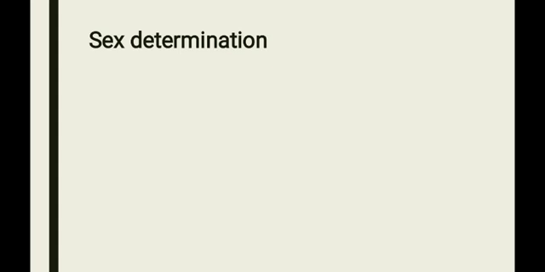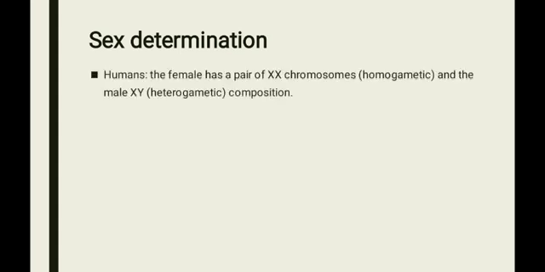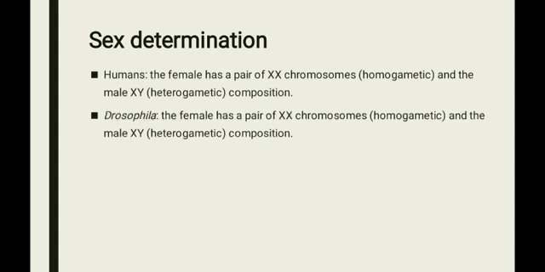The types of sex determination: mainly in humans, the female has a pair of XX chromosomes, that is homogametic in nature, and the male has XY, that is heterogametic in nature. In Drosophila, the female has a pair of XX chromosomes, that is homogametic, and the male is heterogametic, that is XY.